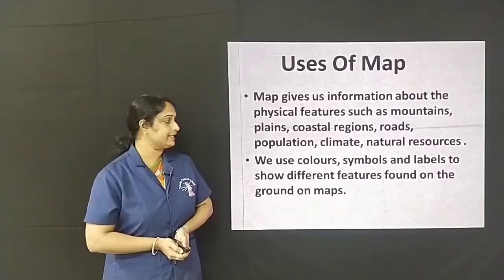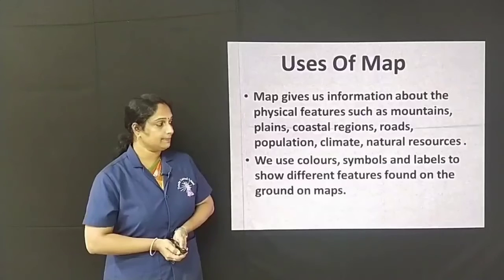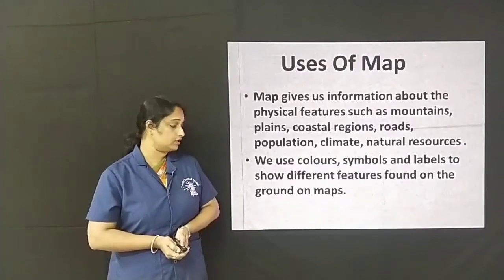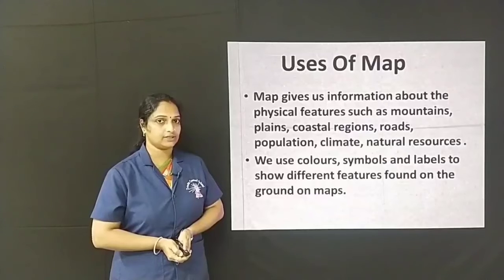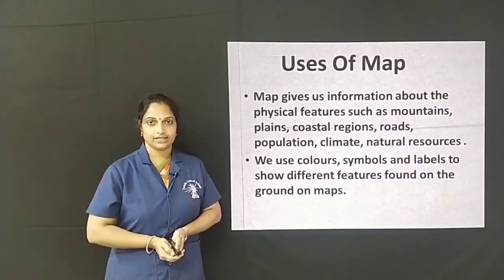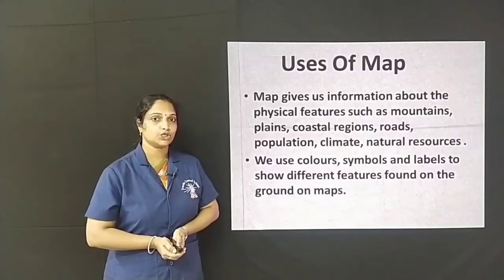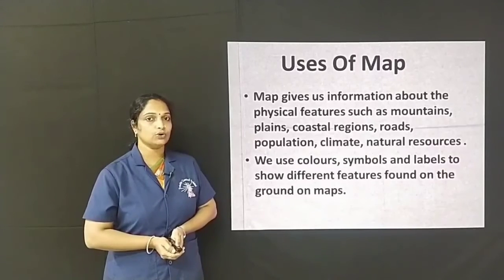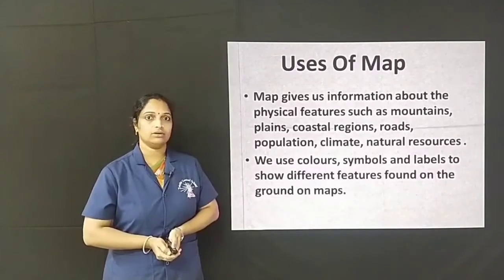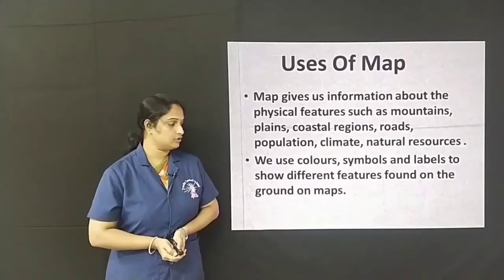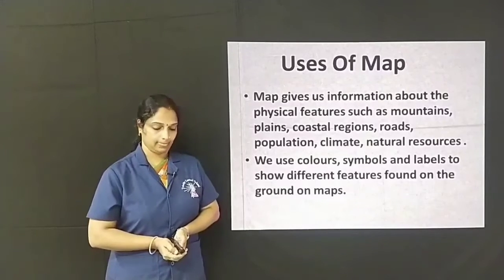The second one is, we use colors, symbols and labels to show different features found on the ground on maps. So on the map we can use different colors. For example, water bodies are shown in blue color, mountains are shown in brown and forests are shown in green color. So these are the examples.